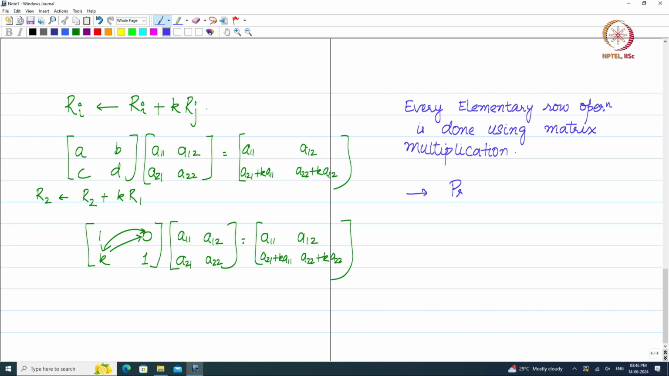In fact, how is it done? You basically pre-multiply the given matrix with the necessary row operation matrix, so elementary matrix. So pre-multiplication we do in fact, right? Okay, so this is basically how we carry out the elementary row operation.